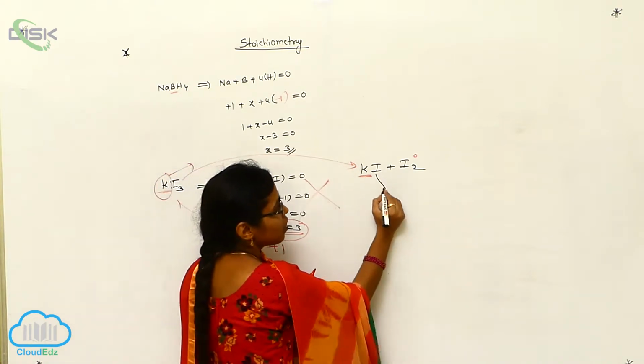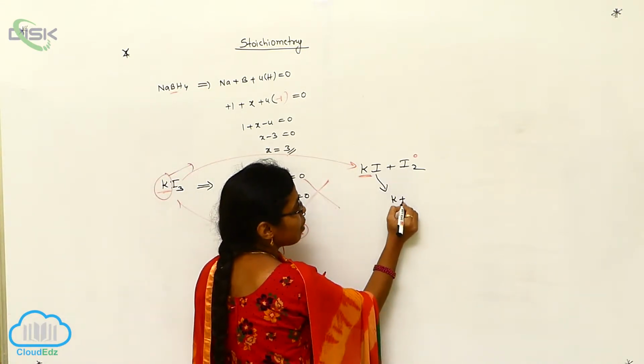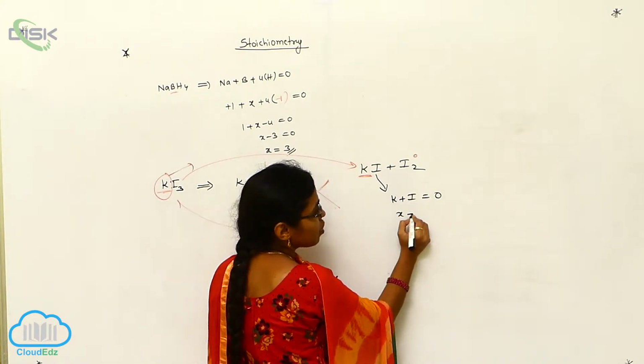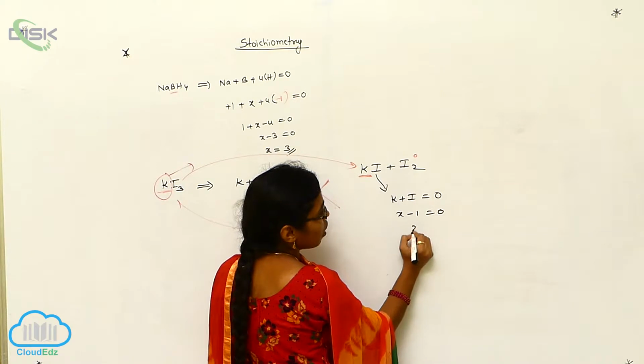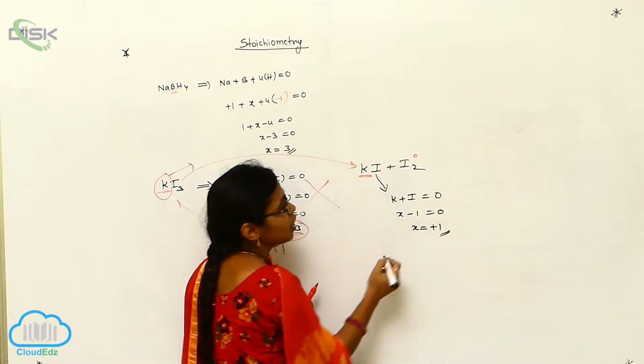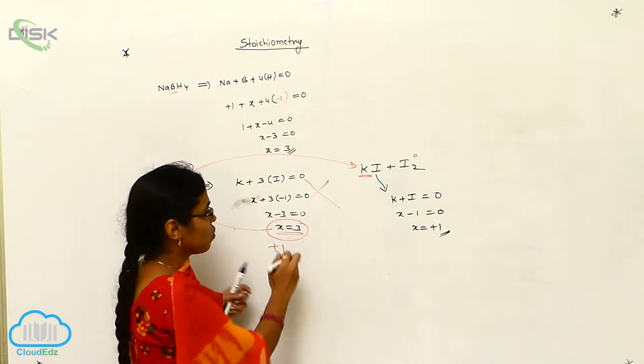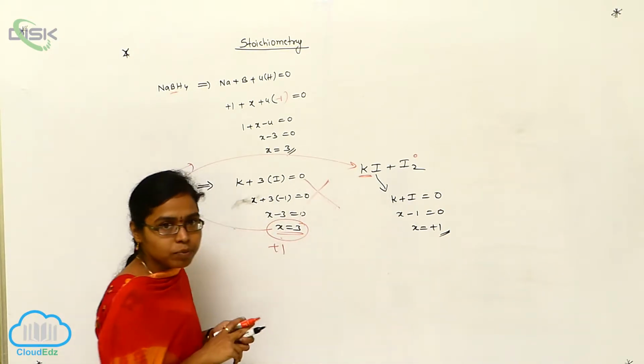So what is our oxidation number here? K plus I is equal to 0. X for iodine shows here the -1. So now x is equal to what is the oxidation number here? The +1. Okay. Do you understand? So it is the wrong one, and it is the right one.